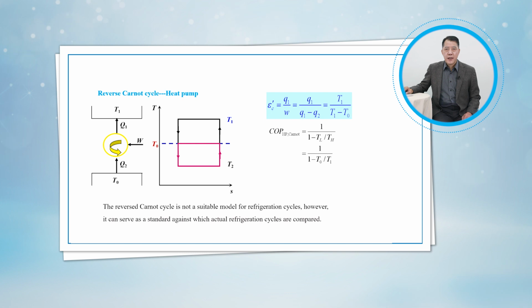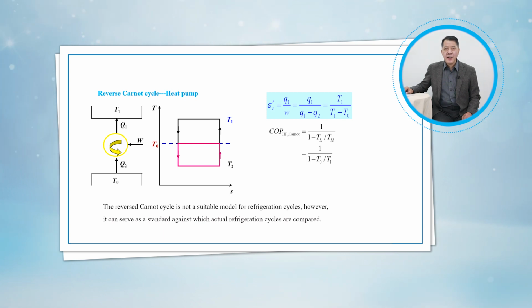Therefore, it is natural to look at it first as a prospective ideal cycle for refrigerators and heat pumps. If we could, we certainly would adopt it as an ideal cycle. As explained later, however, the reversed Carnot cycle is not a suitable model for refrigeration cycles.